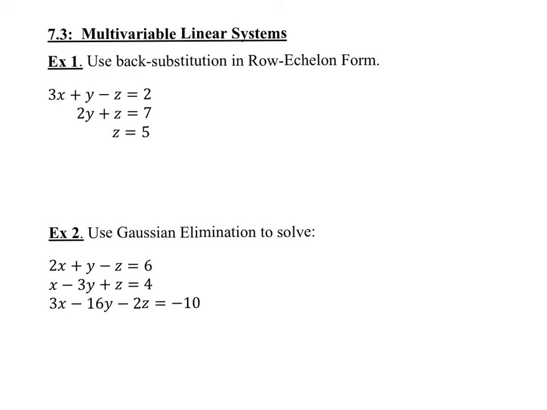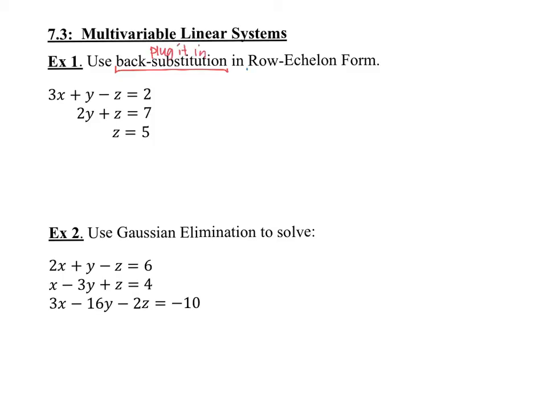Section 7.3 is multivariable linear systems, which really means they're inserting x, y, and z, although they could do w, x, y, and z. Okay, for example 1, I'm more interested in the directions. It says use back substitution in row echelon form, and then they want you to solve it. When they say back substitution, they just want you to plug it in.